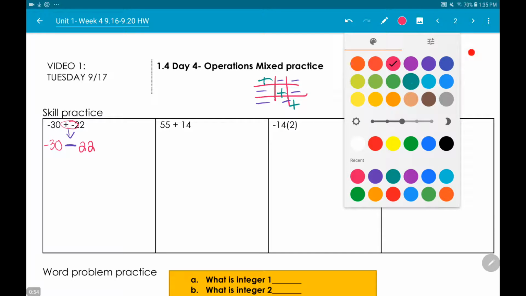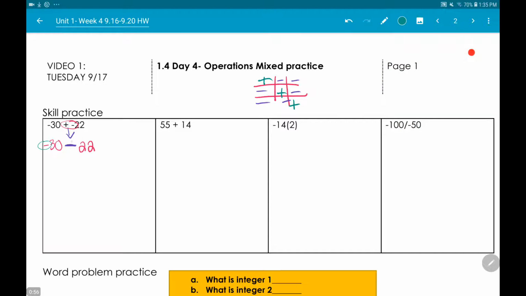Okay, so now I look at my remaining signs, and I have two negatives, so they are the same signs, and same means to add. So I have negative 30 and negative 22, and I'm going to put those together with addition. So 3 plus 0 is 3, 3 plus 2 is 5, and now I need to ask myself which one was bigger. This is bigger, so my answer is negative 52.